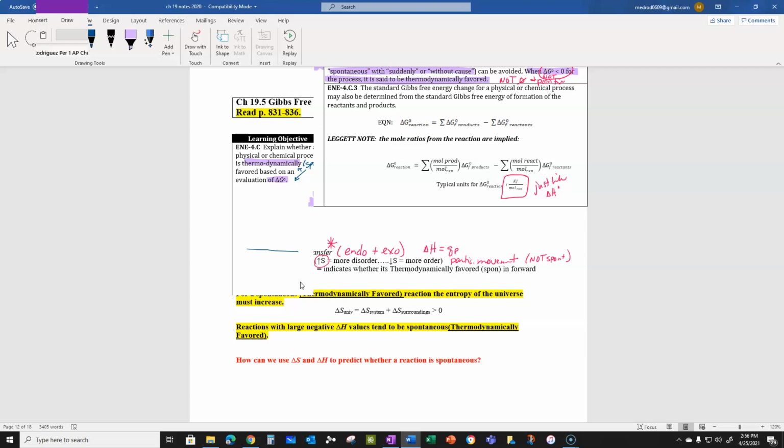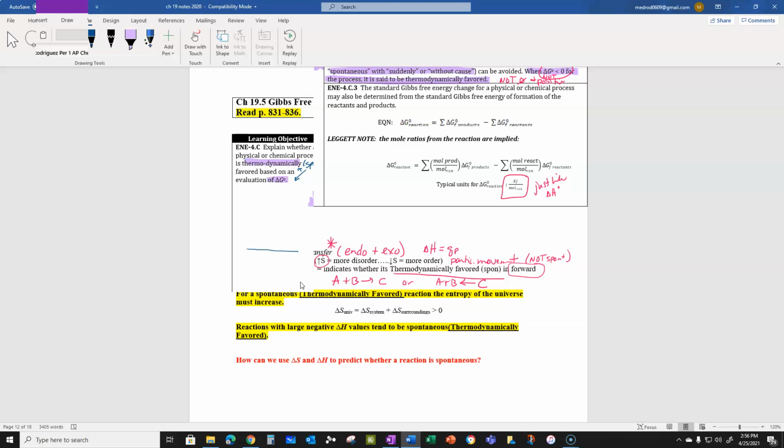Gibbs free energy, here's the one. Is it thermodynamically favored or not? But this is going to be a little new part that we're going to add to it. They want to know if it's thermodynamically favored in the forward reaction, as in A plus B makes C, or is it thermodynamically favored going the other way? We usually call that equilibrium.